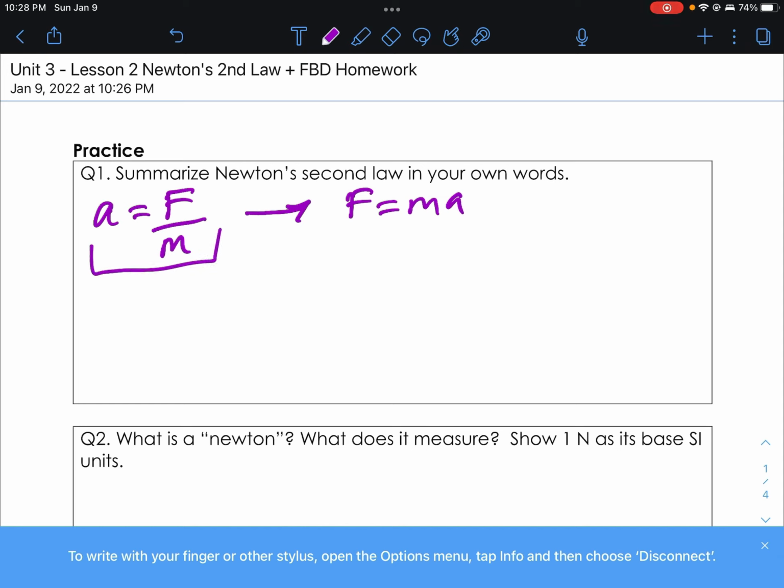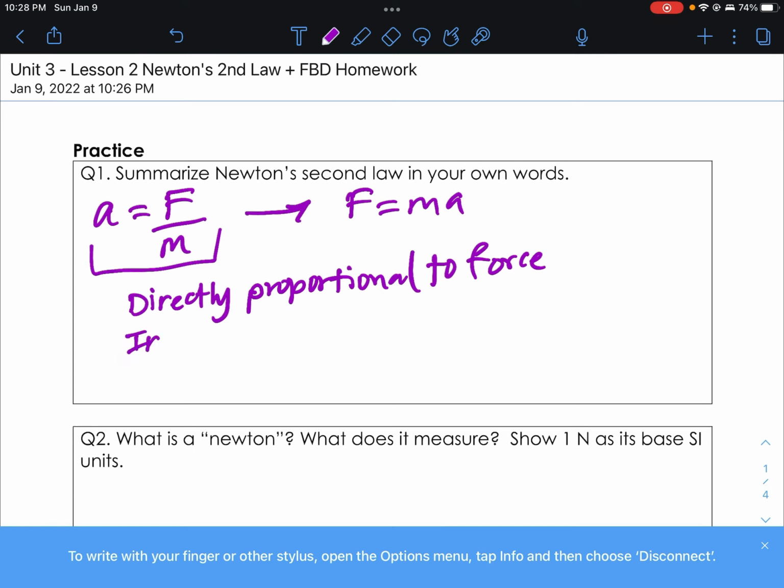He said acceleration is directly proportional to force, and inversely proportional to mass. Or another way of saying it is that if you apply force to a mass, it produces an acceleration.